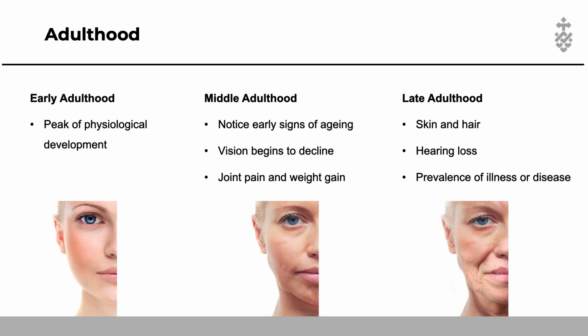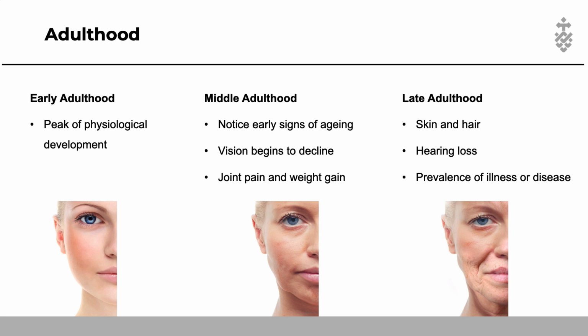So if we're in early adulthood, so think your 20s or your 30s, the good news is that you're probably at the peak of your physiological development. Your reproductive system, your strength, your lung capacity are operating at the best that they ever will. So the bad news is that now these systems will start a slow, gradual decline, so that by the time you start to approach your mid to late 30s, you'll begin to notice signs of aging.